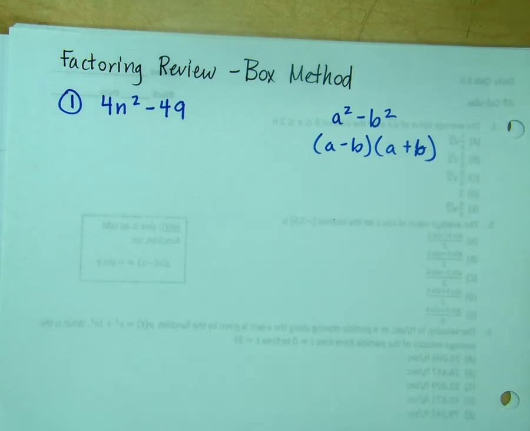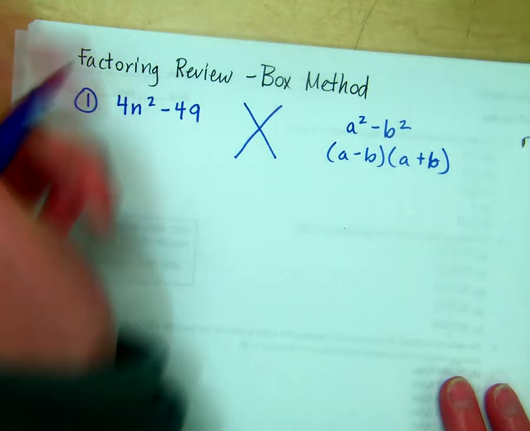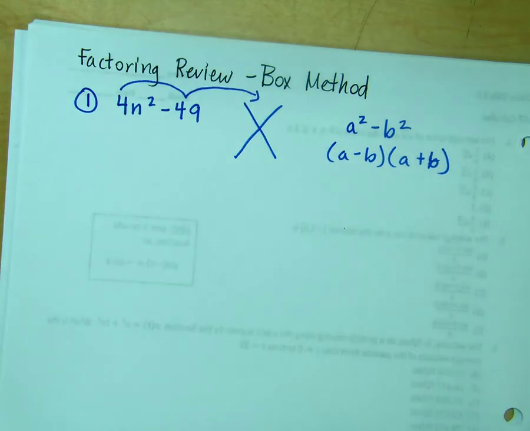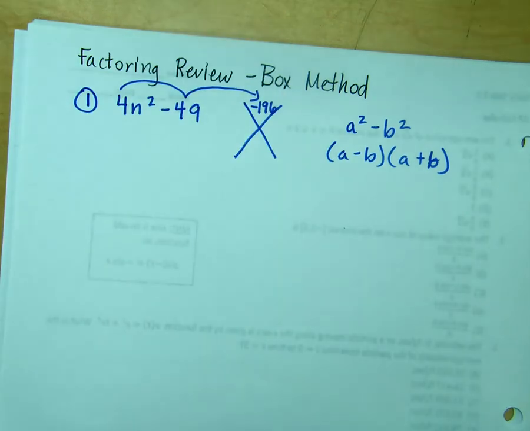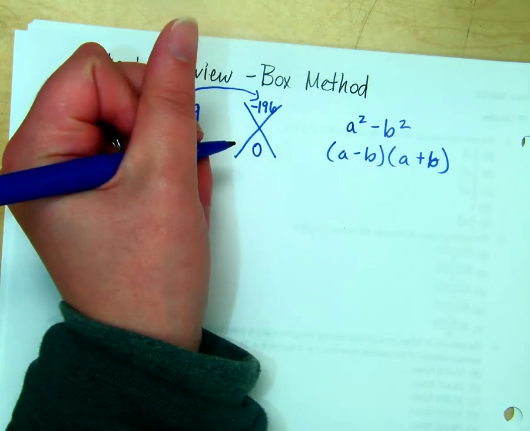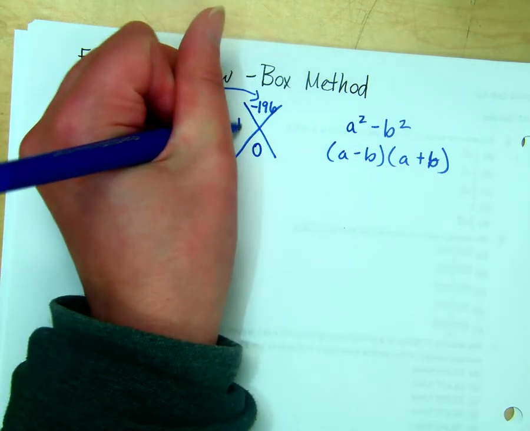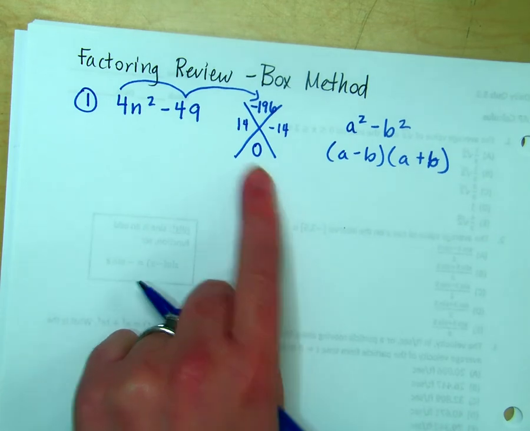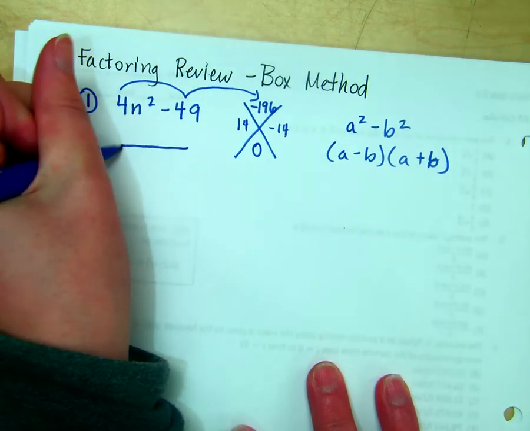If I'm doing the box method, I need to first start off with my x. So I need to do 4 times negative 49, and I get negative 196. In this problem, I do not have a middle term, so that is 0. I know that 196 is 14 times 14, so I'm going to have 14 and negative 14. If my middle number is ever 0, I know that these two need to be the same number, just opposite sides.